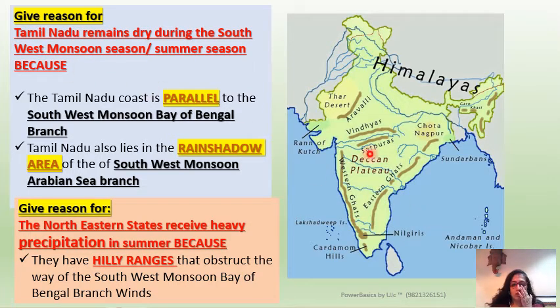The Tamil Nadu coast, this is the Tamil Nadu coast. Okay, it is parallel to the southwest monsoon Bay of Bengal branch.